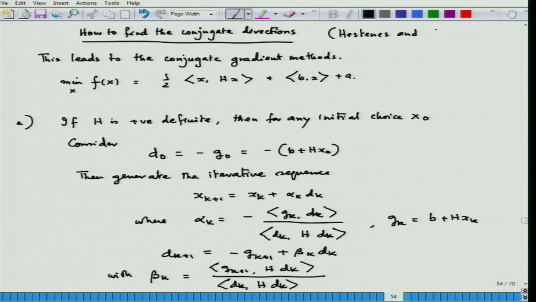was largely a method due to Hestenes and Stiefel, who were responsible for a brilliant school on optimization and control, optimal control and calculus of variations at Chicago. Here we call this particular approach the conjugate gradient method.